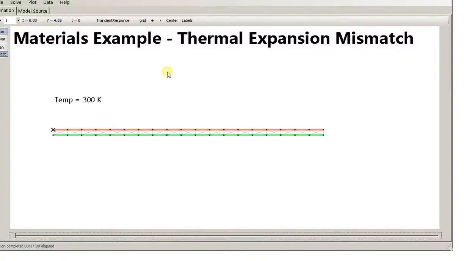Here's a laminated strip made of two different materials. The green layer has a larger thermal expansion coefficient. The red layer has a lower thermal expansion coefficient.